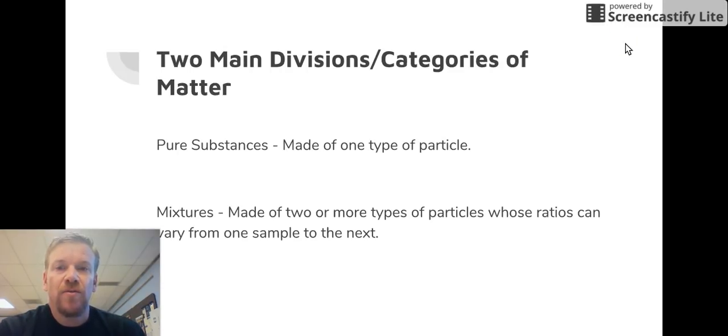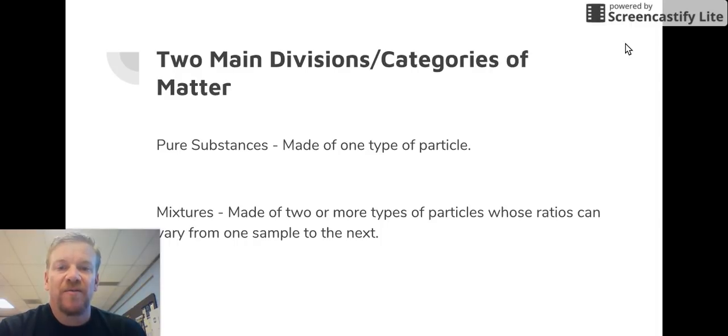All right. Two main divisions or categories of matter. You have pure substances made of one type of particle. So if I could take a particle model of this and I could look at it, every single particle in a pure substance is going to look the same. Now we're going to differentiate between a couple different types of pure substances here in a minute, but when I look at them on the microscopic level, they're going to look the same throughout. Now, the other thing about pure substances is on a macroscopic level, they're also going to look the same throughout. It's going to look like one pure substance. It's not going to look like a couple different things.